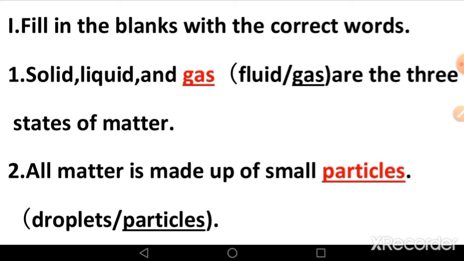Second, fill in the blank. All matter is made up of small dash. Options are droplets and particles.